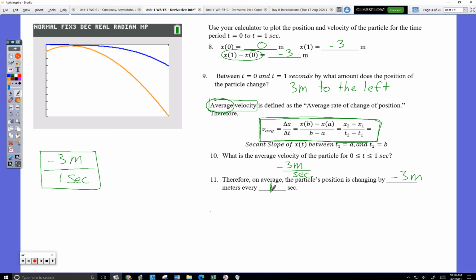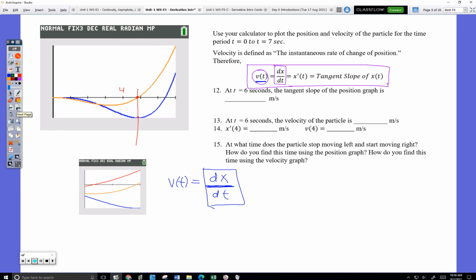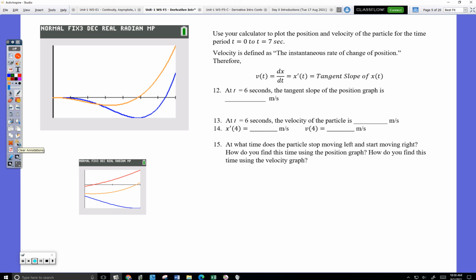Sweet, item 12. Change the window to 7. Go.